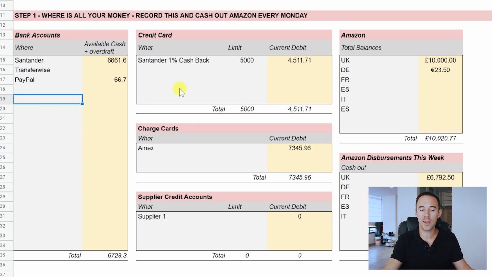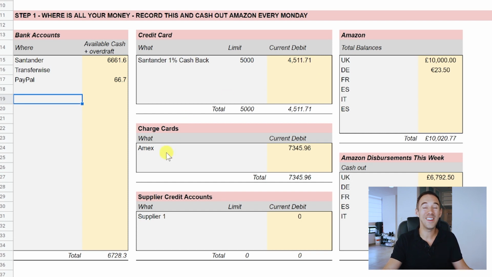Number 2, I'm going to come to the credit cards and I'll list all the credit cards I have. I'll list the limit on the credit cards, and then I'll put the current balance. So what is the balance on that credit card? Right now we've got a Santander, 5,000 limit, £4,511 on that credit card. The sheet's going to work out the difference because we can spend the difference if we wanted to.